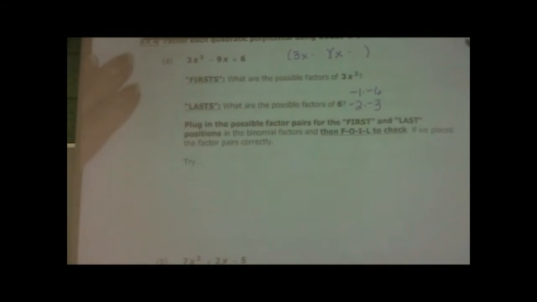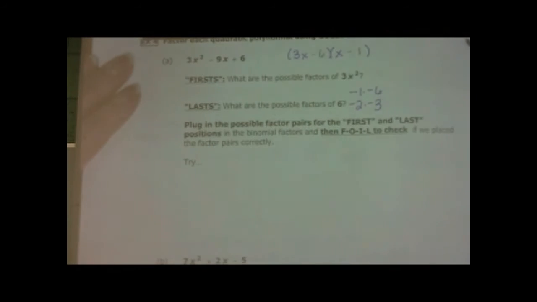Let's try this again. How about let's do this. Let's put a 6 here and a 1 here and see what we get. How about negative 6x in the middle, negative 3x on the outside. This does add up to negative 9x, so this is the correct factorization. All right, let's go to the next one.